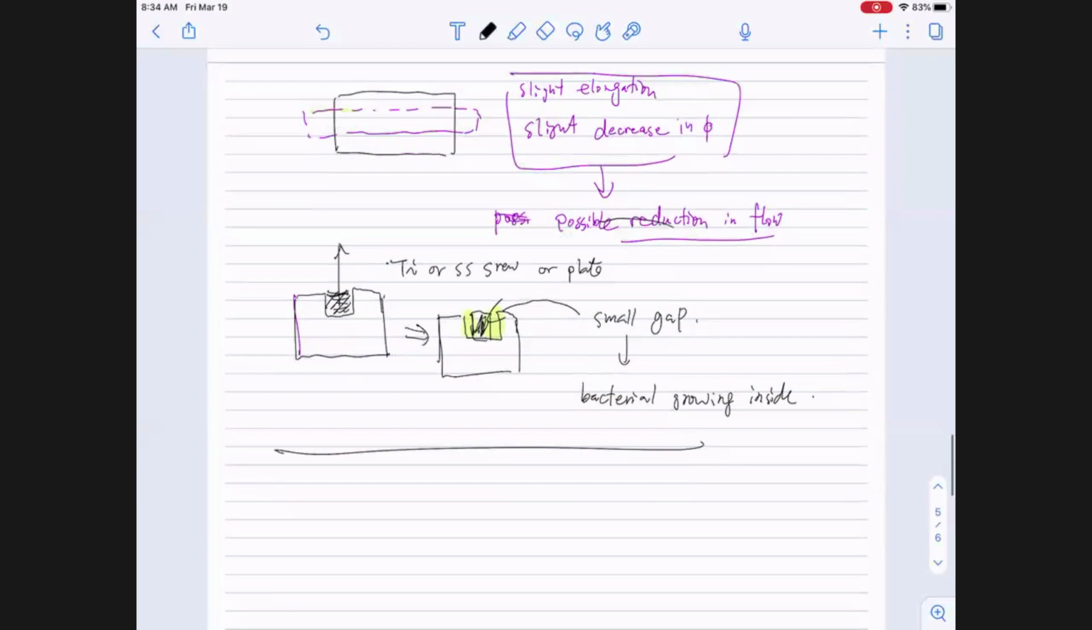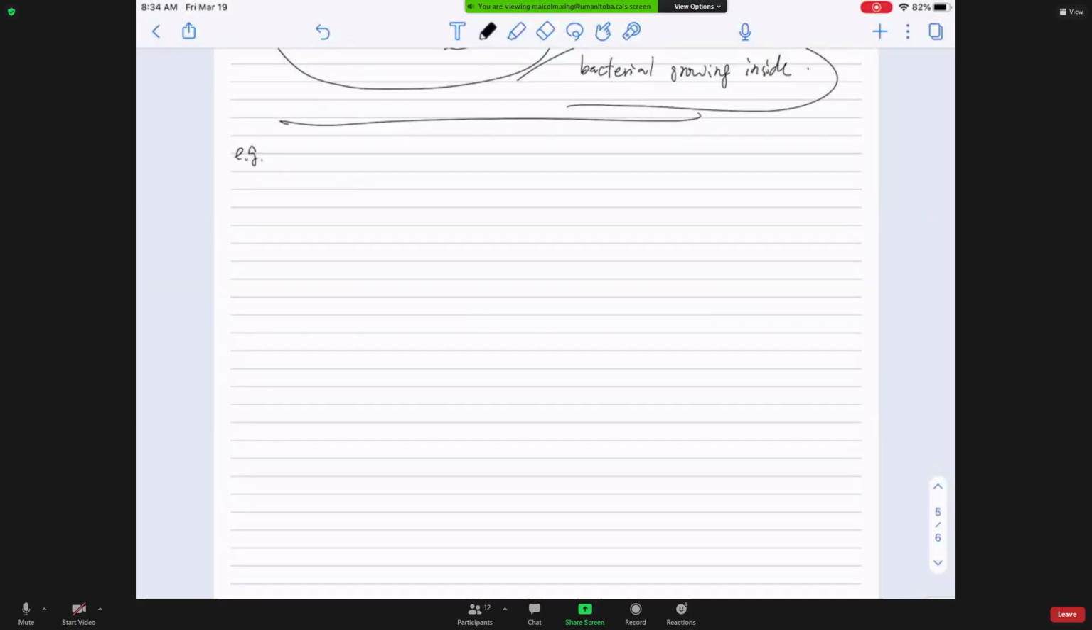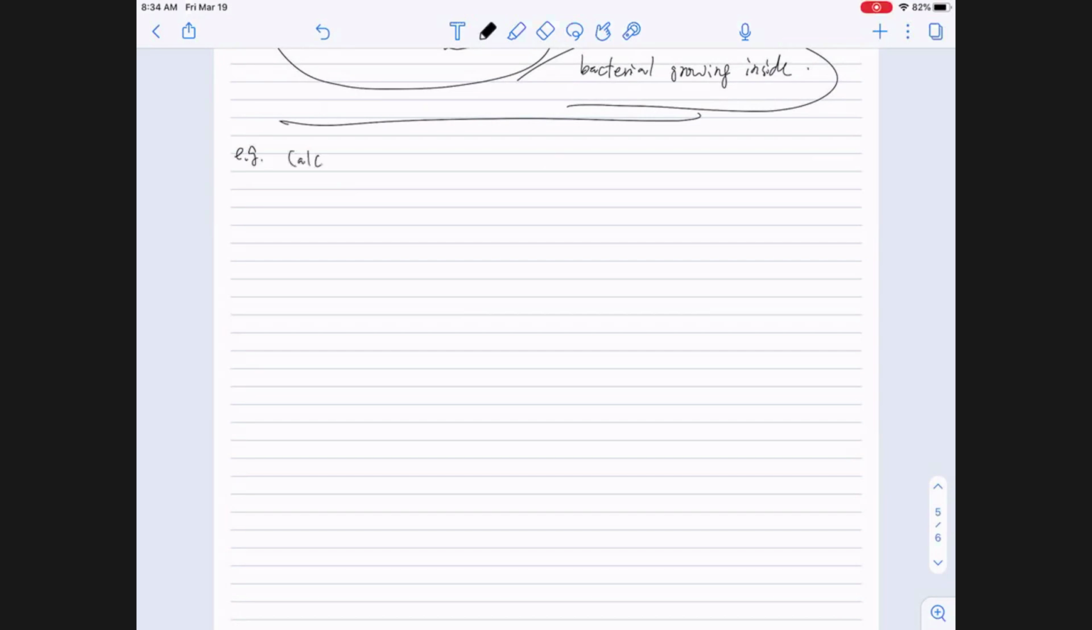Let me calculate the force needed to chop off a metal of stainless steel of 5 millimeter thick and 0.8 millimeter wide.